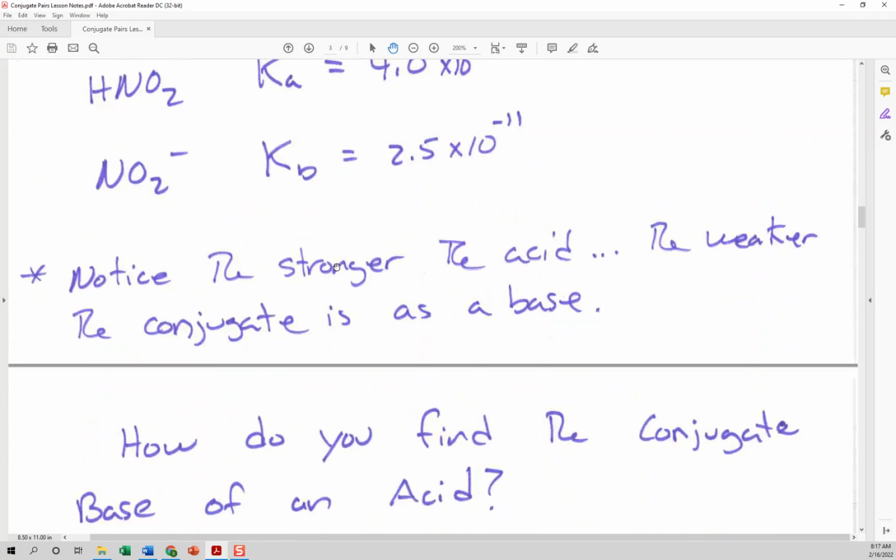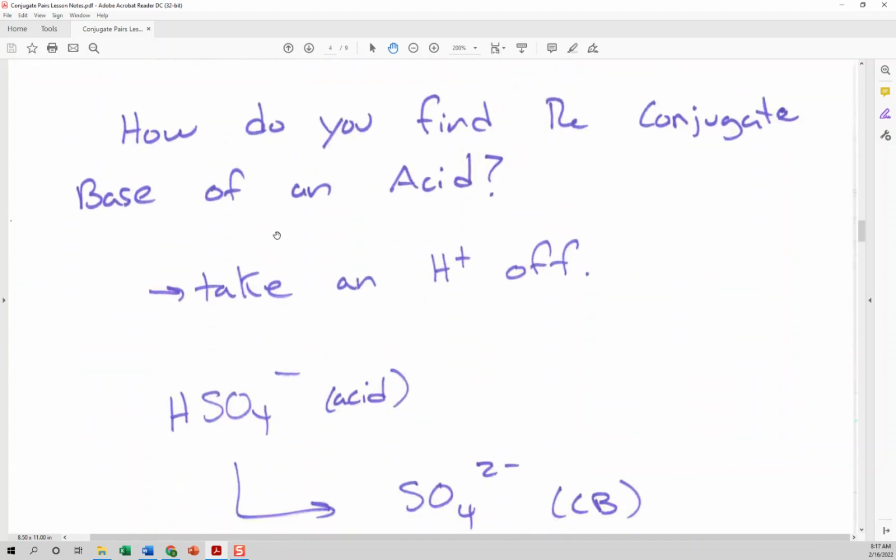All right, so it's important to understand that. So given an acid's Ka, you can also calculate quickly the Kb of its conjugate base, or given a base's Kb, you could use a simple equation to find the Ka of its conjugate acid, right? But we really need to know how to spot conjugate pairs, right?